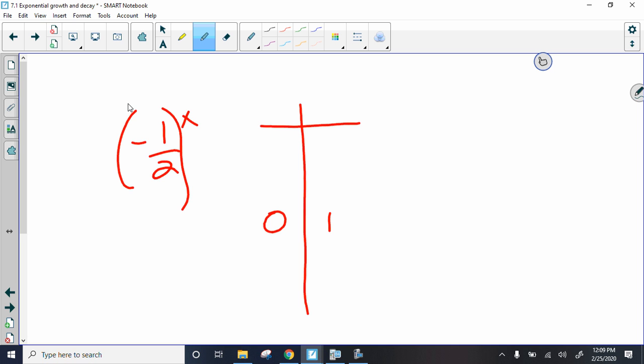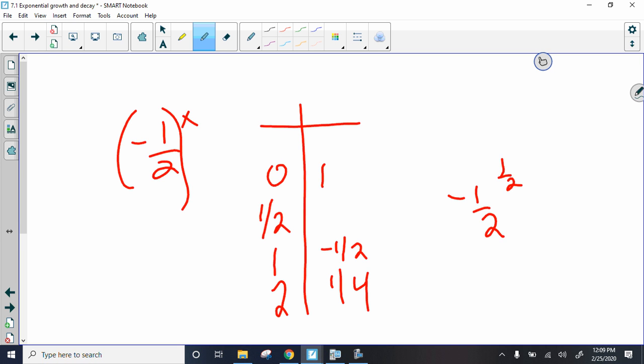What happens when I plug in 1? What do you get? Negative 1/2 to the 1. Negative 1/2. So now here's a trick. Here's like kind of an idea right here. What happens when I square it? It'd be positive 1/4, right? Here's another kind of key point: what happens when I plug in a half? Negative 1/2 to the 1/2 power. You guys just learned rational exponents. What does that rational exponent mean?